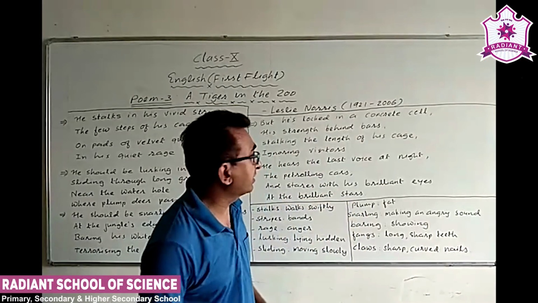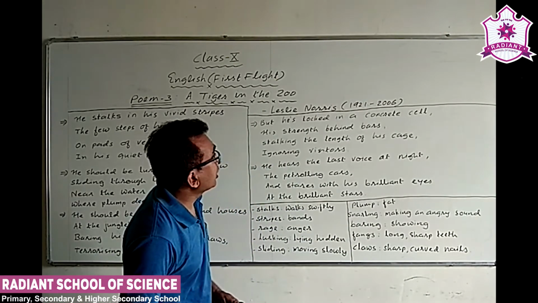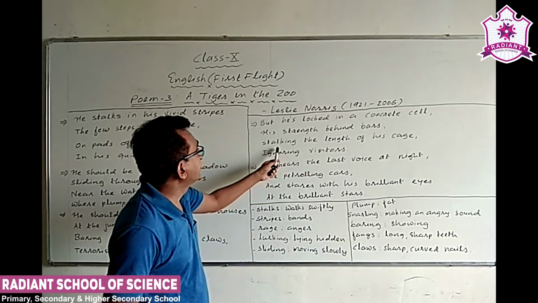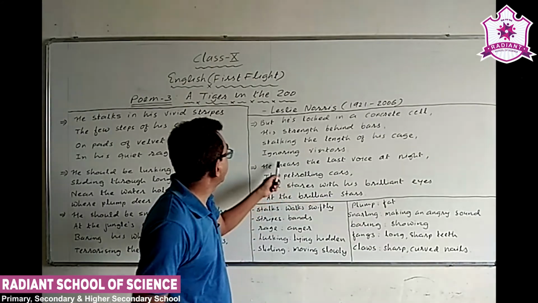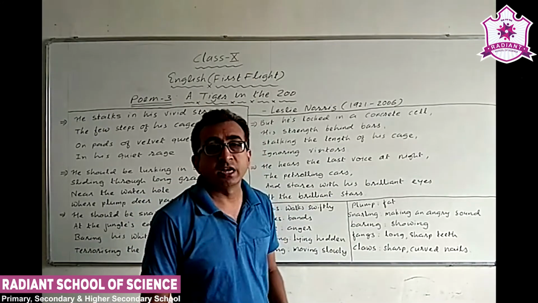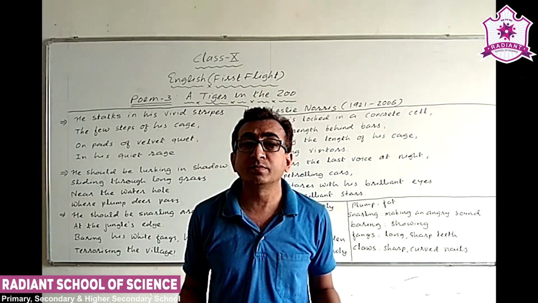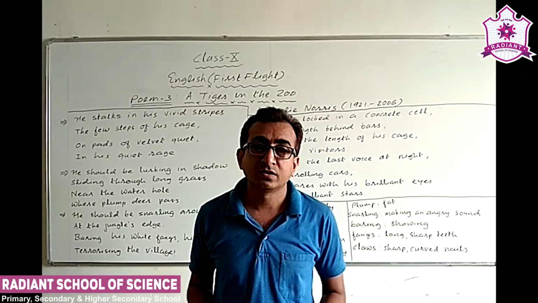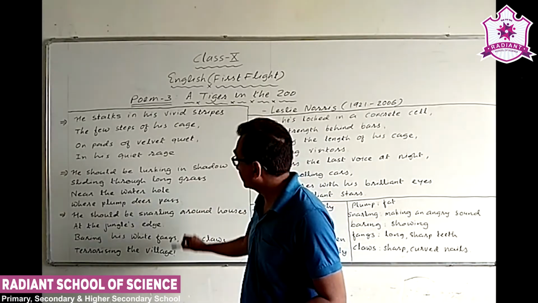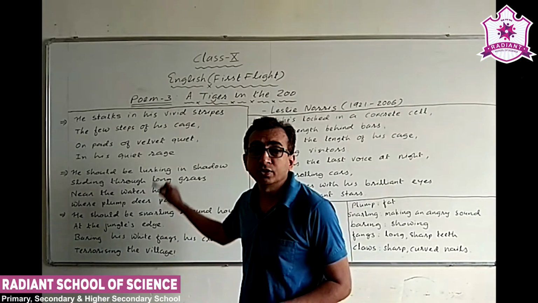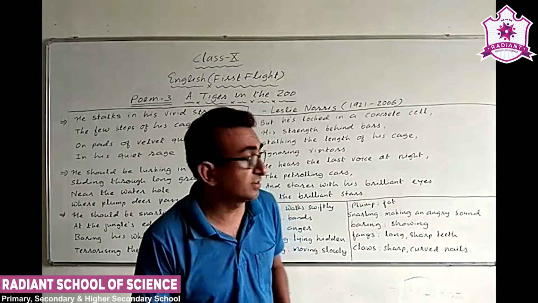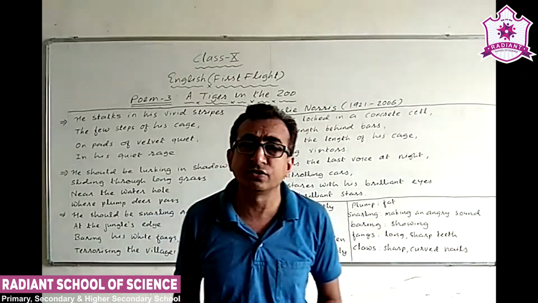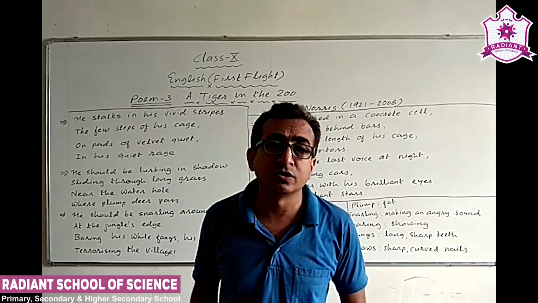Moving on to the fourth stanza now. But he is locked in a concrete cell, his strength behind bars, stalking the length of his cage, ignoring visitors. Now over here in the fourth stanza, the poet comes back to the original situation where the tiger is kept. In spite of enjoying this kind of freedom, the poet is suddenly realizing that he is right now in a sorry situation, a sad situation for which he is not born.